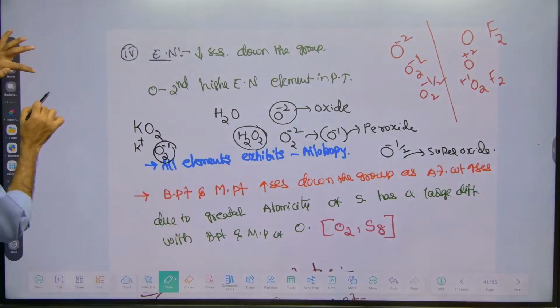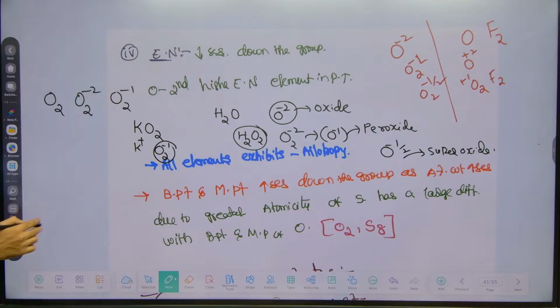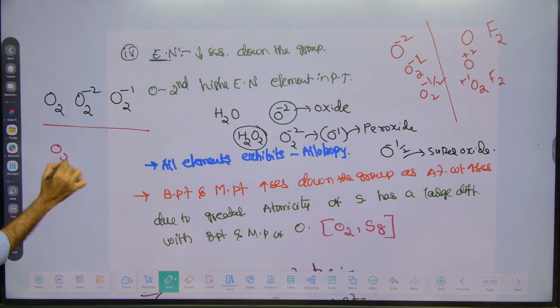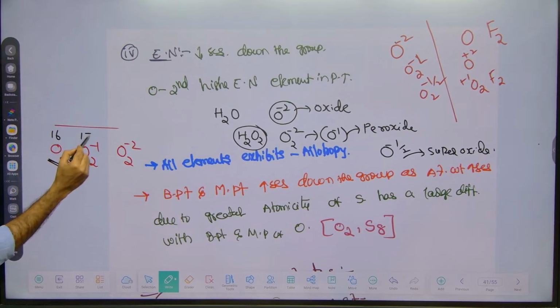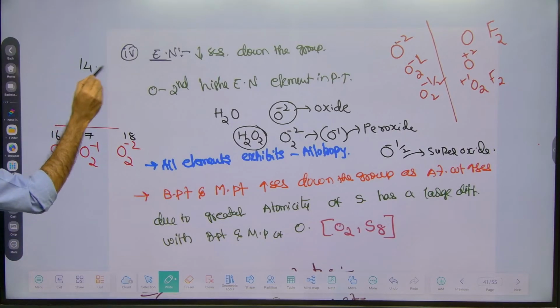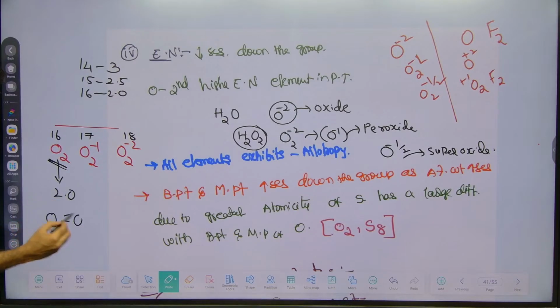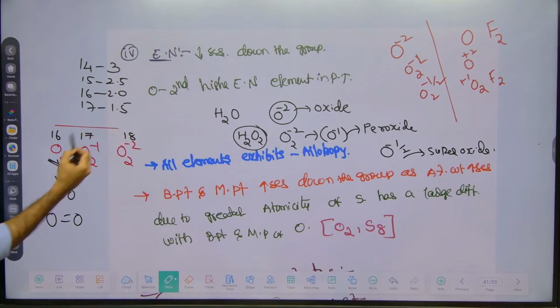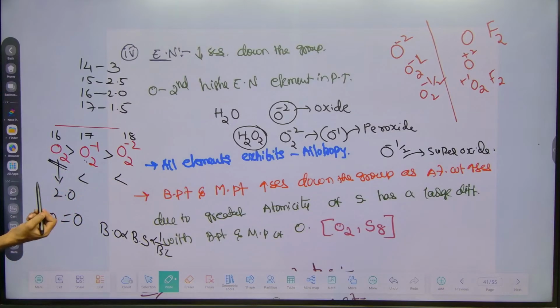Now I am writing O2, O2 -1, O2 -2. Tell me which has the higher bond order. Molecular orbital theory: count the electrons. O2 means how many electrons? 16. Here 17. Here 18. What I told you: 14 electrons, bond order 3; 15, 2.5; 16, 2.0, so between the oxygens two bonds will be there. 17, like this, what happens to the bond order? Decreases. Bond order is directly proportional to bond strength and inversely proportional to bond length. So if I ask for bond length, the order will be reversed. Clear? This discussion we did in MOT.